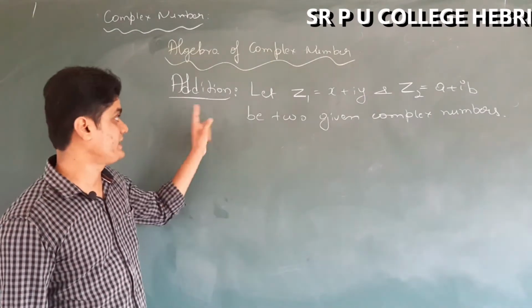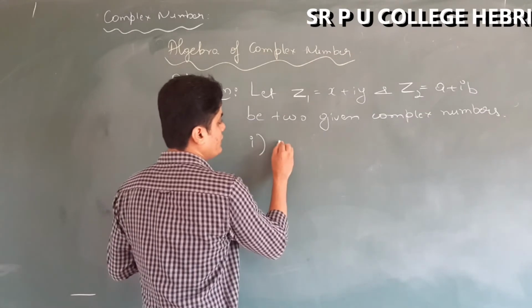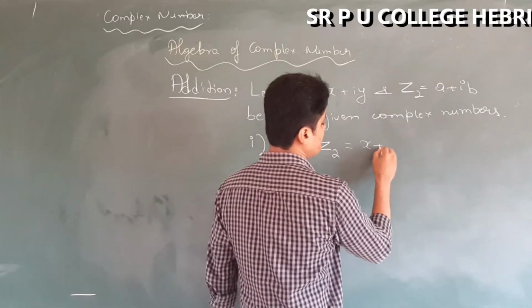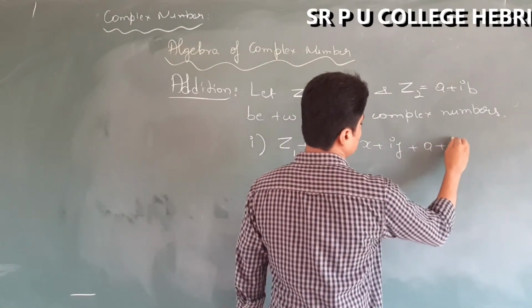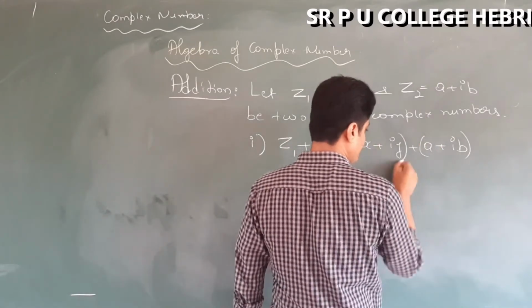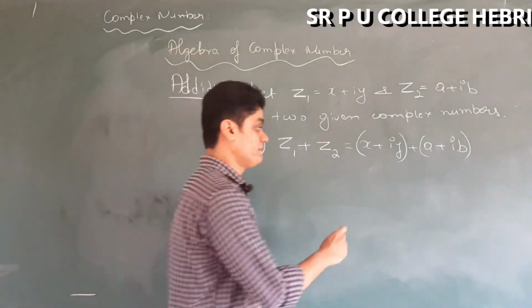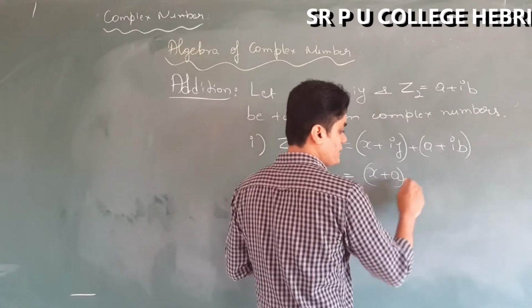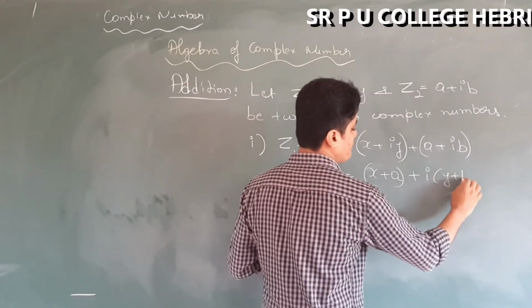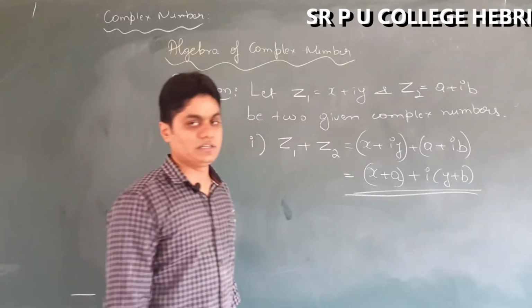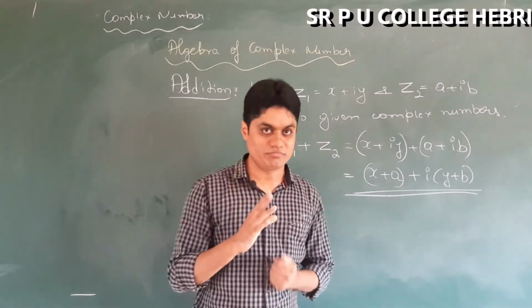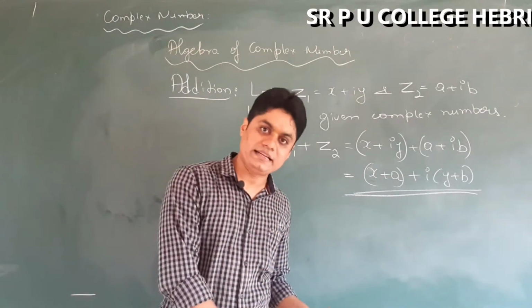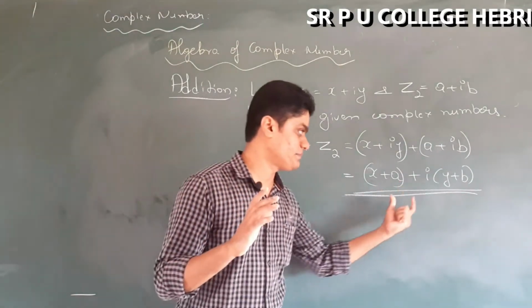Now, I have to separate this heading. Then first one, z1 plus z2 is x plus iy plus a plus ib. But in addition, whenever you are adding, you add the real part plus i into the imaginary part. This algebra says that whenever you are adding two complex numbers, you have to add the real part separately, add the imaginary part separately, then the final answer must be in the form of a plus ib, the real part plus i into the imaginary part.